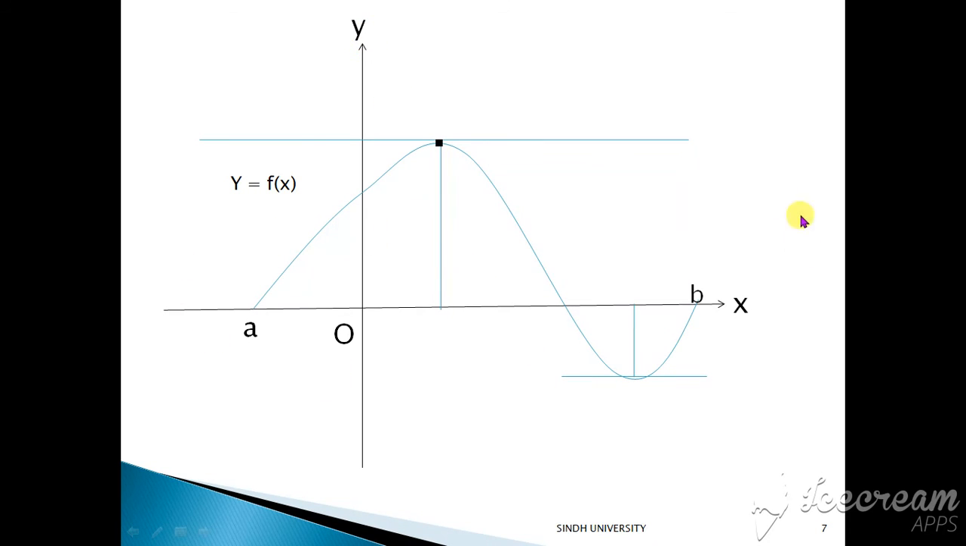This is the x-axis, this is the y-axis, and this is the graph of its interpretation, like a wave. This is also the line that cuts this wave. This is the origin, and this is the function y equals f(x), and here also is the tangent line.